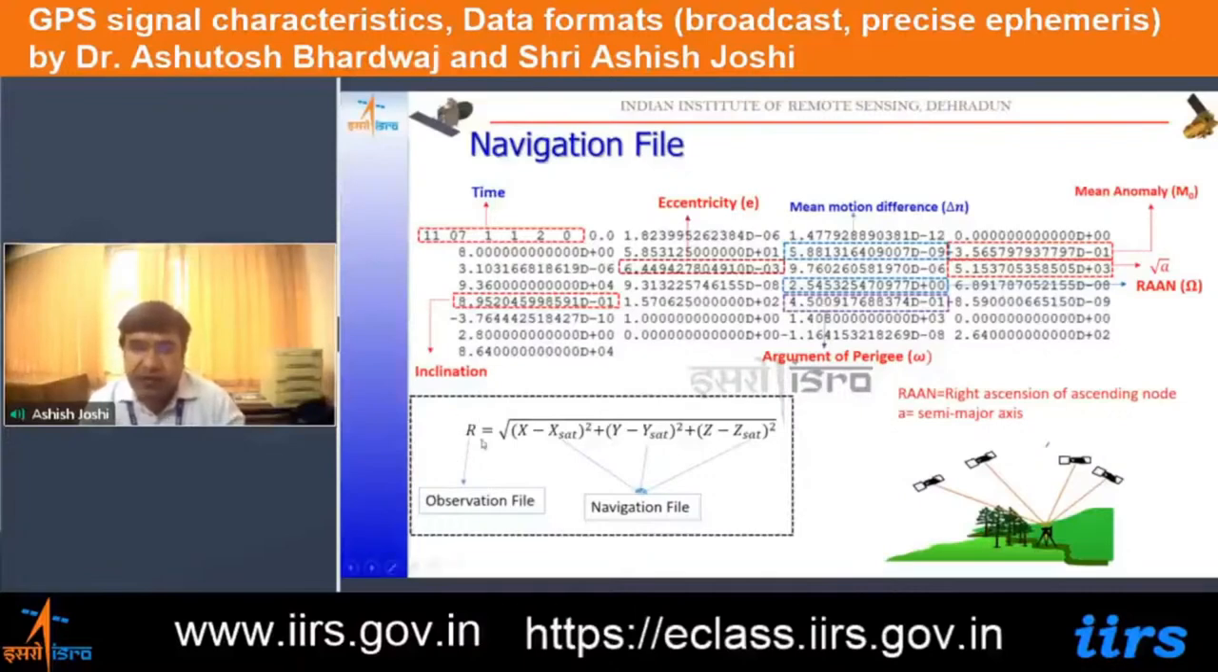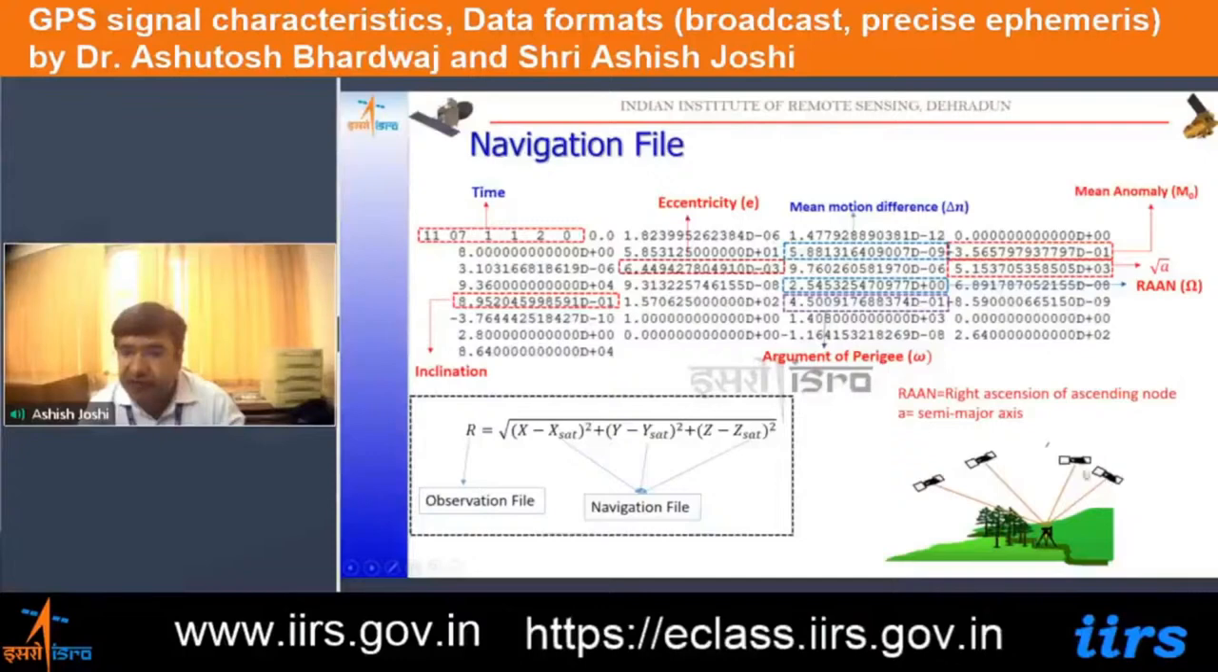Now we will use this equation: r equals the square root of (x minus xs) squared plus (y minus ys) squared plus (z minus zs) squared. This r is the pseudo range, which will come from the observation file, and this xs, ys, zs, which is the position vector of the satellite, will come from the navigation file. If we have multiple observations coming, we can solve this equation and derive the xyz, meaning we can know the position of the GPS receiver.